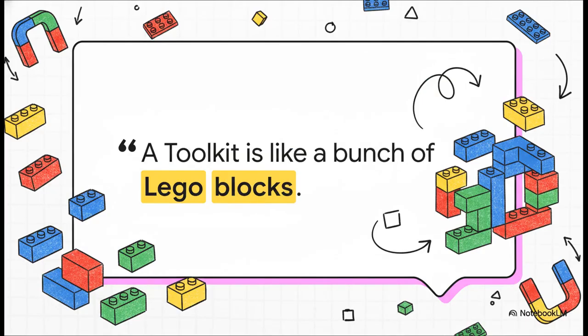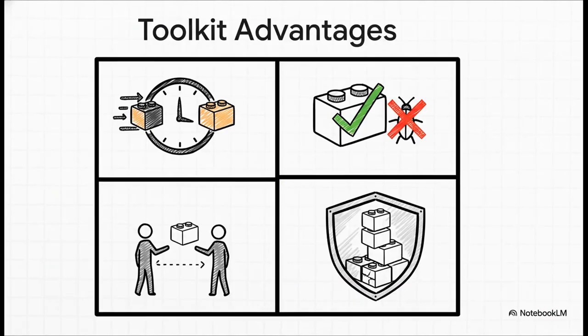You know, the source material puts it perfectly. It says, a toolkit is like a bunch of Lego blocks. And that's exactly it. Each block is a little piece of code that does one thing, and does it really, really well. And just like with Legos, you can combine them in basically infinite ways to build whatever you can possibly imagine. So why does this matter?